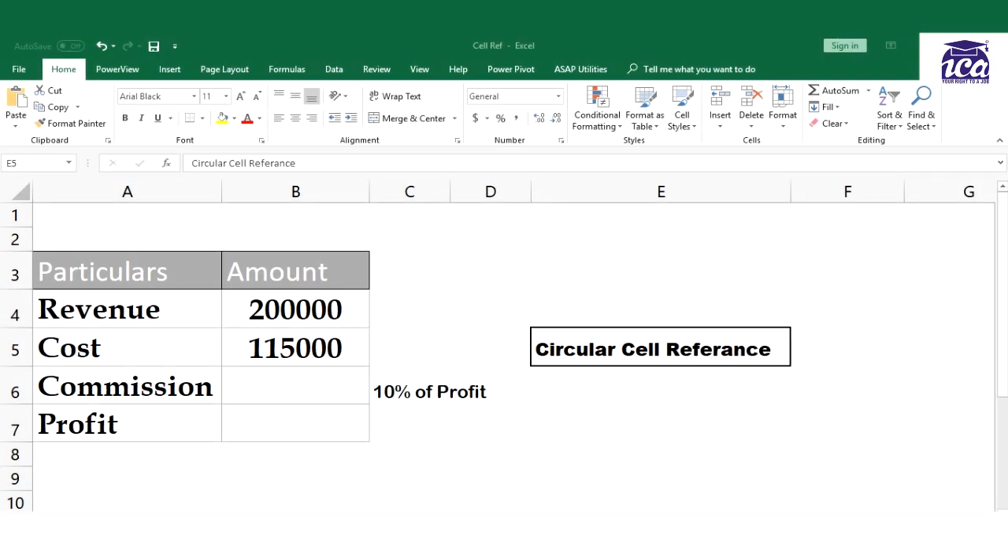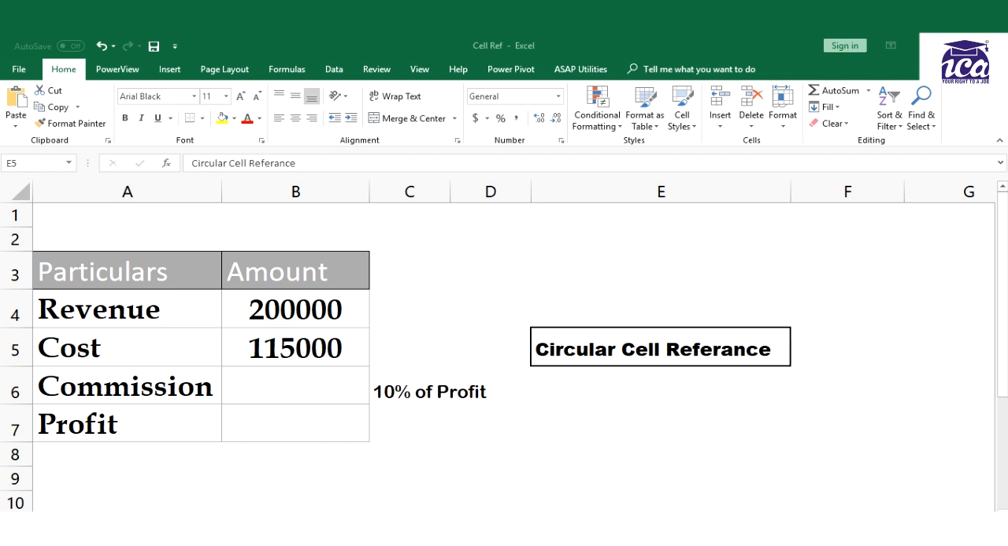Hello friends, in this video I would be explaining to you one type of cell reference known as circular cell reference. In short, it is formed in Excel when you're applying a formula or giving a reference of a cell in a particular cell, and for the output or for the result you're dependent on the same cell.